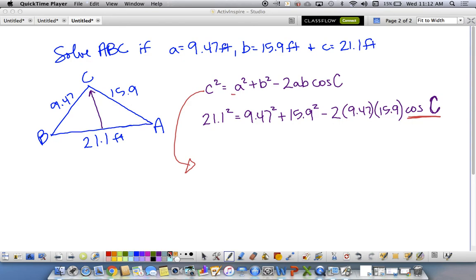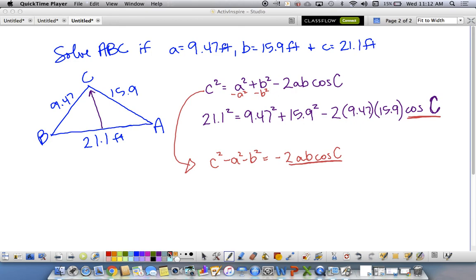So I would subtract those two things. So I would have C squared minus A squared minus B squared. Then that would still give me a negative 2AB cosine C. I know you're asking, why can't we just add 2AB? Well, you can't because it's multiplication.